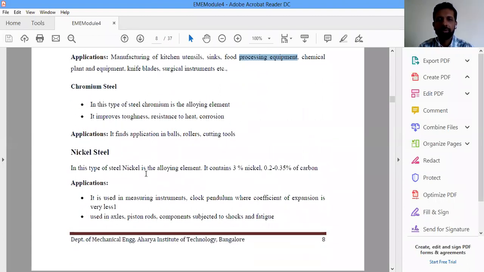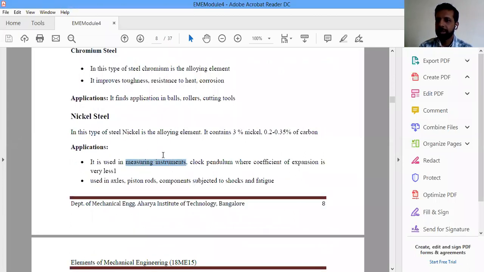So next is nickel steel. Apart from iron as the major chemical composition, nickel steel will contain 3% of nickel, which is a very hard material, okay, and has a higher temperature resistance compared to iron also, right? So this is used in measuring instruments like the vernier scale and other things, okay, and clock pendulums, because the coefficient of thermal expansion is very low.